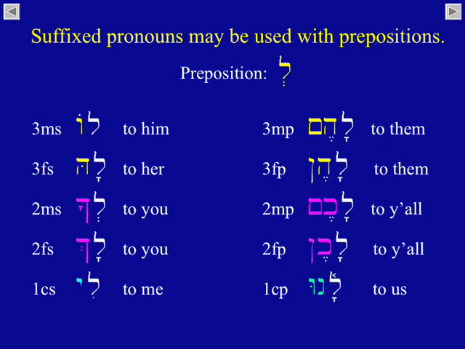Instead of the preposition bet, we could have the preposition lamed, and it would be the same thing. To him, lo. To her, la. To you, lecha. To you, lach. To me, li. And then the plural forms: lahem and lahen, meaning to them. To you, plural, masculine and feminine respectively, lachem and lachen, and then to us, lanu.